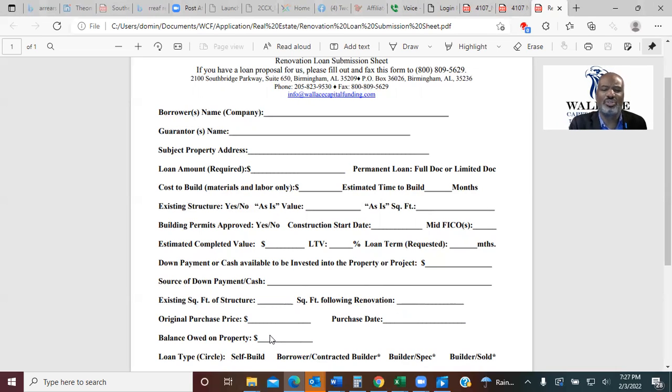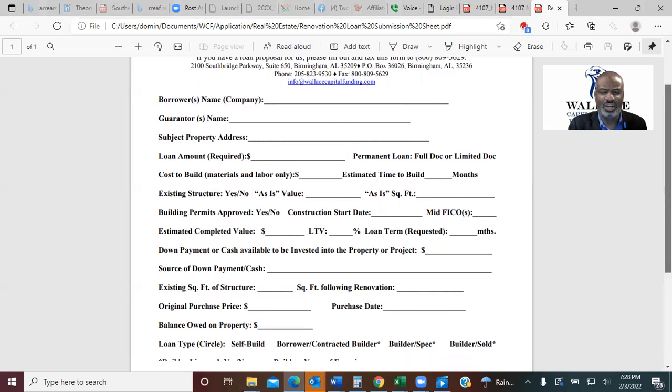And then, of course, maybe there's some money owed on the property right now. Do we have to pay that off? Maybe you have a small loan. We had to pay that off in order for you to have enough cash necessary to renovate this property. All right.